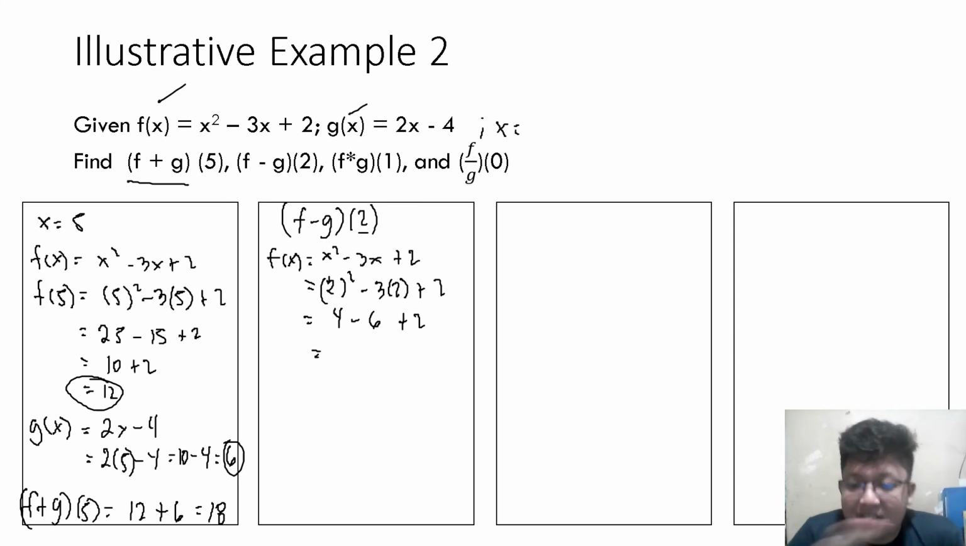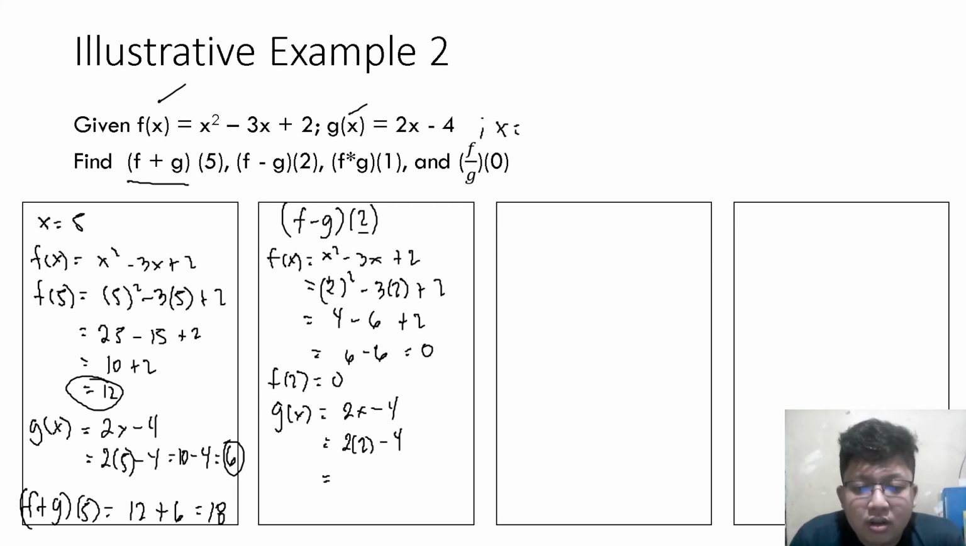So technically, after doing the operation, we get what? We get 6 minus 6, which is equal to 0. Meaning to say, f of 2 is equal to 0. Now, let's have the g of x. So for the g of x, we have 2x minus 4. And again, x is 2. So 2 times 2 minus 4 is equal to 4 minus 4, which is 0. Meaning to say, the operations on functions f minus g of x is equal to 0.